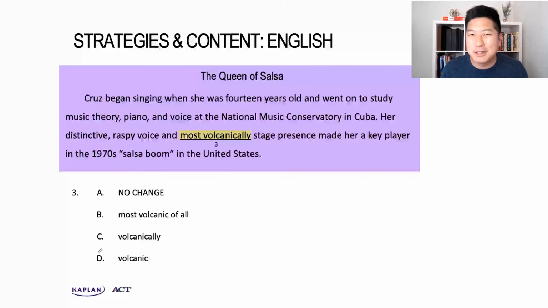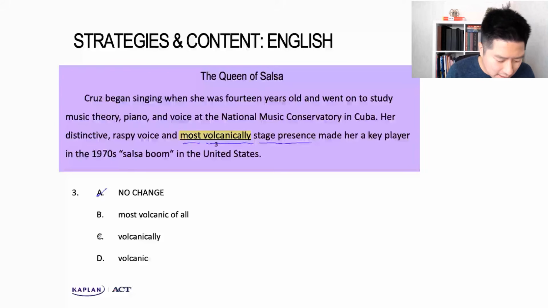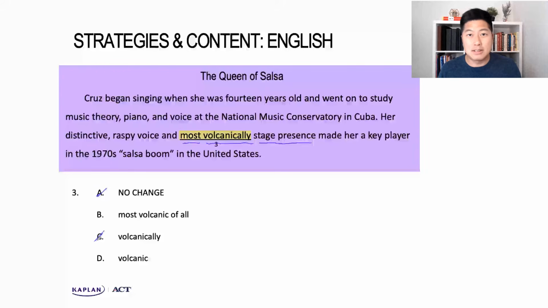The big clue in this question is that the words that are underlined are "most" and "volcanically." Volcanically is an adverb. It is a descriptive word. And what's being described in this sentence is Cruz's stage presence. Now, you wouldn't use an adverb to describe a noun. You'd have to use an adjective. And the adjective form here would be "volcanic." For that reason, let's eliminate A and C as possible answers here.